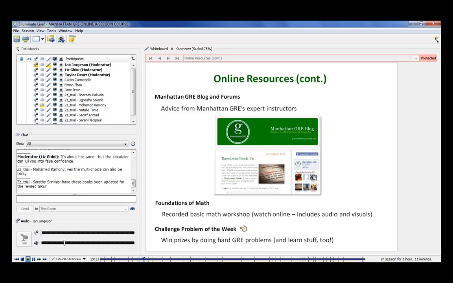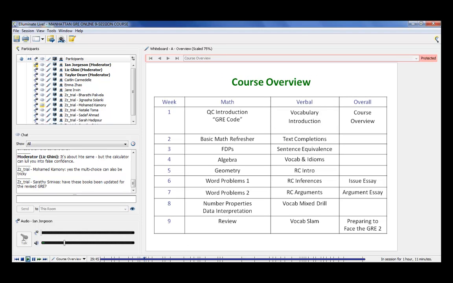And then sort of the other end of the extreme is about every week or every other week we post a really, really difficult problem that we've written, kind of a GRE style, very difficult challenge problem, and you get a chance to answer that on the forums, and if you get them right, win prizes. So that's kind of a fun little extra there.